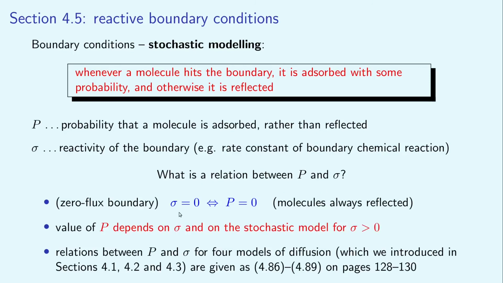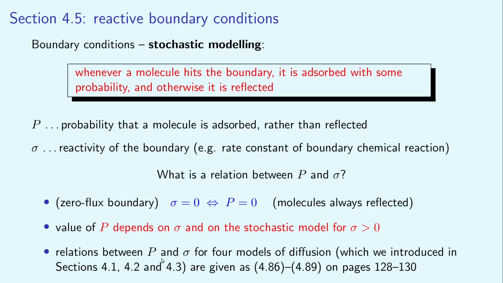If sigma is 0, then we have a reflective boundary, so p is also 0, and molecules are always reflected. We will not be surprised that p depends on sigma. If the rate constant sigma of the boundary reaction increases, then p will also increase. So p is an increasing function of sigma. However, p also depends on the stochastic model.